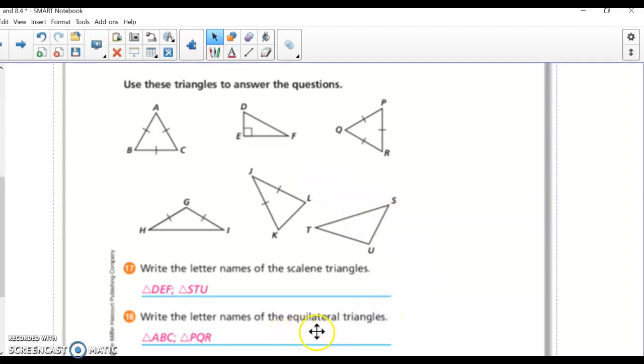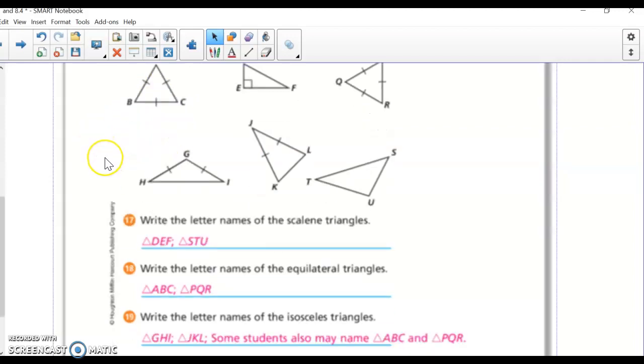Well, equilateral, you know, is all the same. Well, these lines give it away. All 3 dashes means PQR is an equilateral triangle, and so is ABC. It's equilateral as well because it has all 3 sides the same.